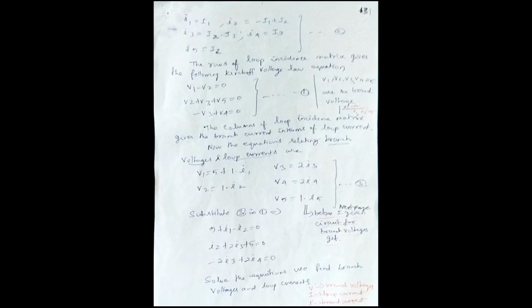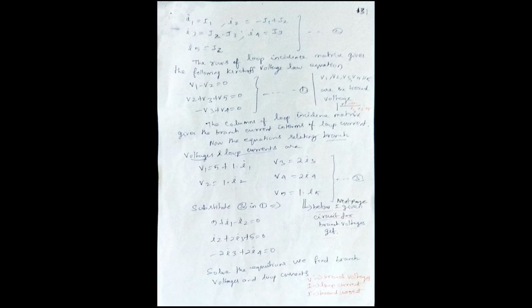In this page, from the previous page we obtained the tie-set matrix. From this matrix, we put branch current rows small I1, I2, I3, I4, I5. From this value, we get I1, I2, I3, I4, I5 values. We put V1, V2 and V3 in the branch voltage row. From this row, we obtain the first equations. The columns of the loop incident matrix give the branch currents in terms of loop currents. Now the equations relating branch voltages and loop currents are V1 is equal to 5 plus 1 small I1, V2 is equal to 1 small I2.